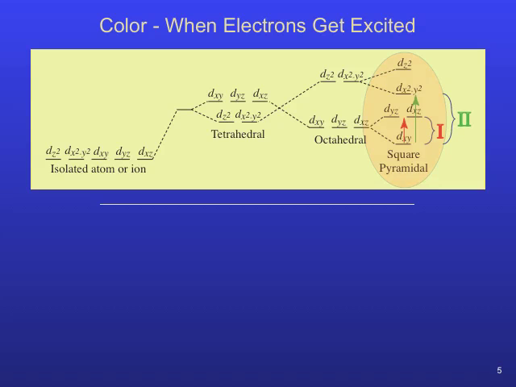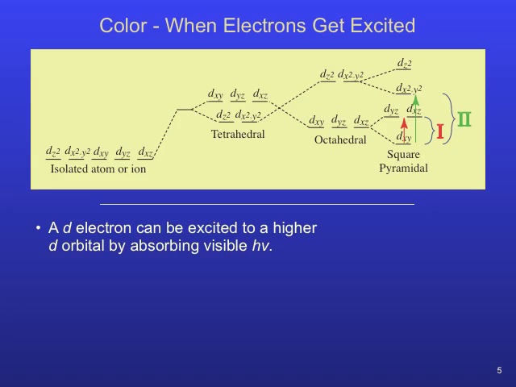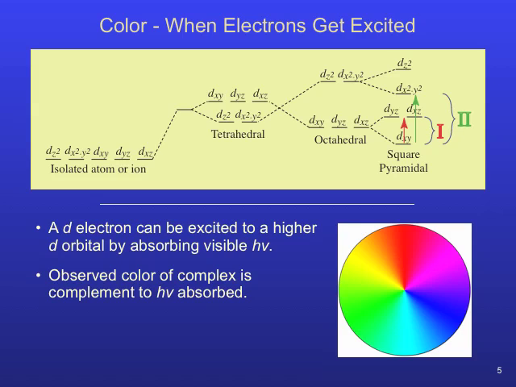The d electrons in a transition metal complex can be excited from a lower to a higher orbital by absorbing visible light. The color we see is the complement to the color that's actually absorbed. For example, a transition metal complex that absorbs yellow light will appear blue. One that absorbs violet will appear green, and so forth. The spectrum produced by a UV-Vis spectrometer records the wavelength that's absorbed.